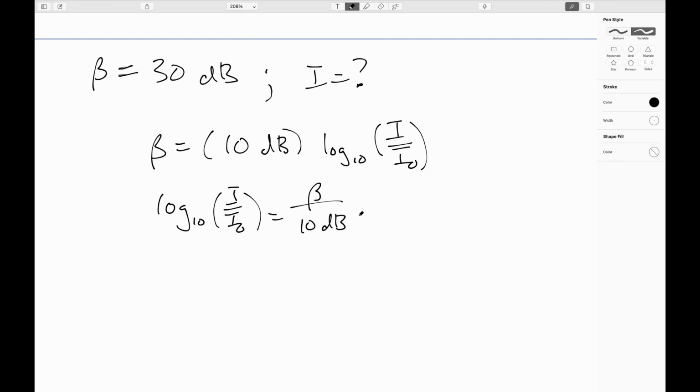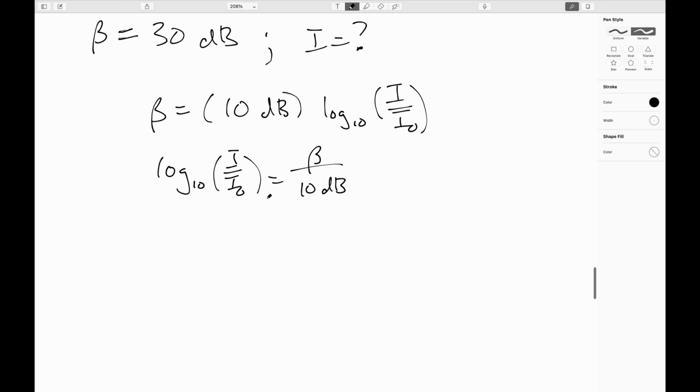Cool. Now, the thing is, I want to get the I by itself, and I remember that 10 to the log of the thing is the thing. So as long as I raise 10 to both sides, that will still be an equality. So that would be giving me 10 to the base 10 log of I over I naught, which will equal 10 to the beta over 10 dB. Okay.